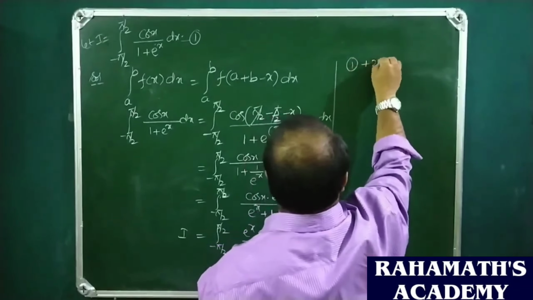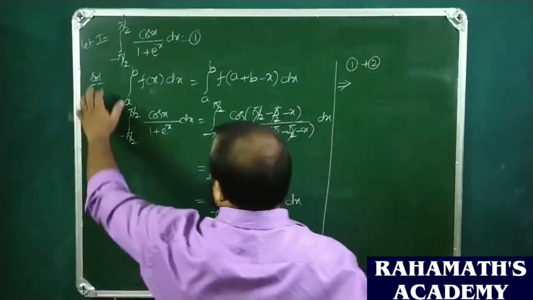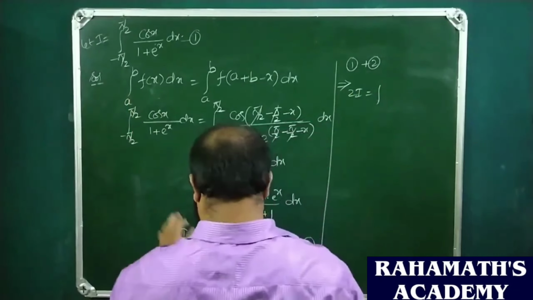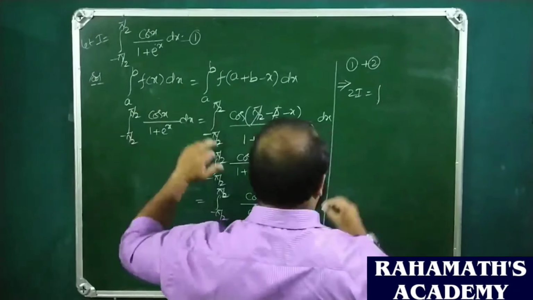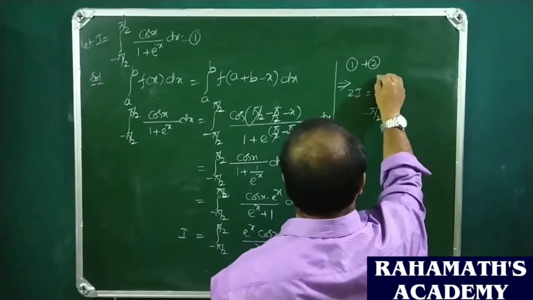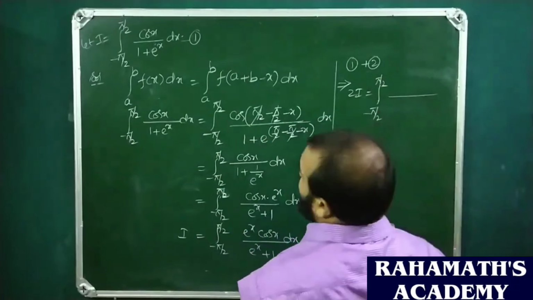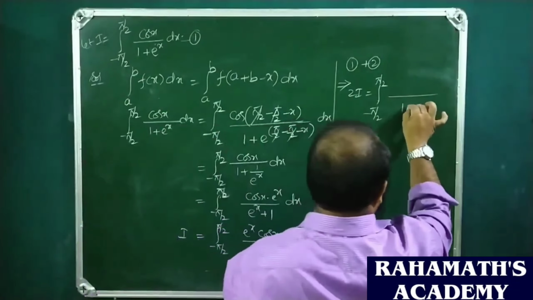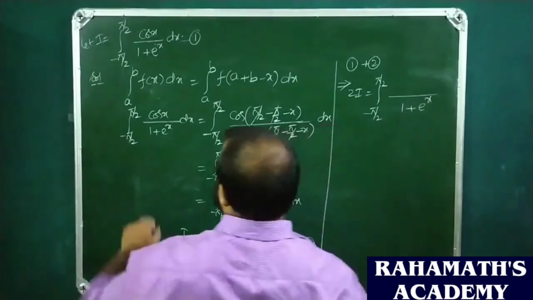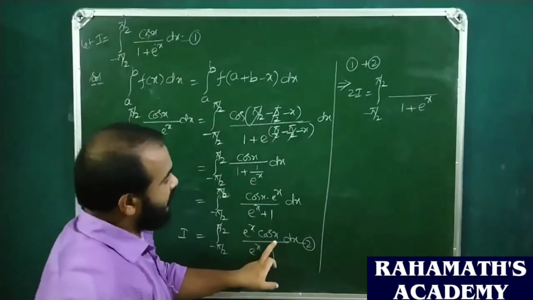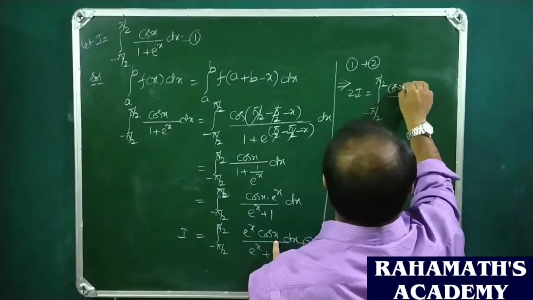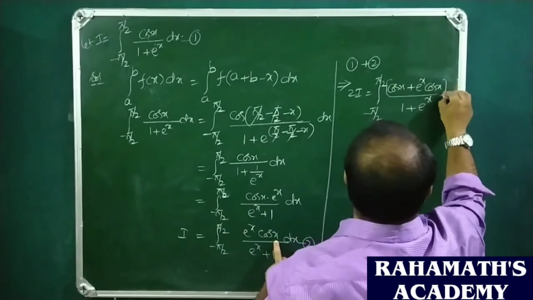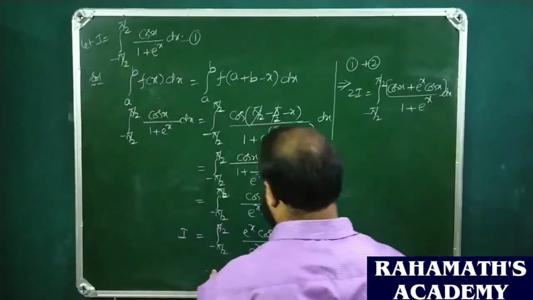So now 1 plus 2 gives rise to I plus I, 2I is equal to, for both of them, minus pi by 2 to pi by 2 are the limits. For both of them, 1 plus e power x, plus 1. LCM is the same, 1 plus e power x. So cos x plus e power x cos x. So in this way, I have added both of them, this as well as this.